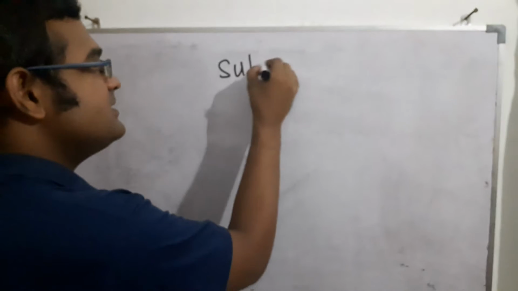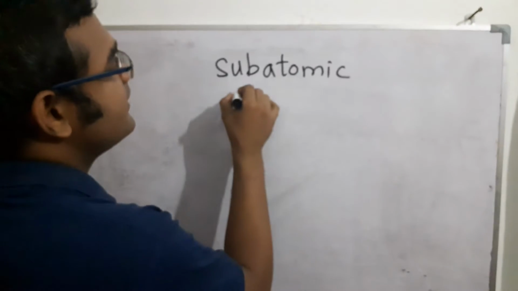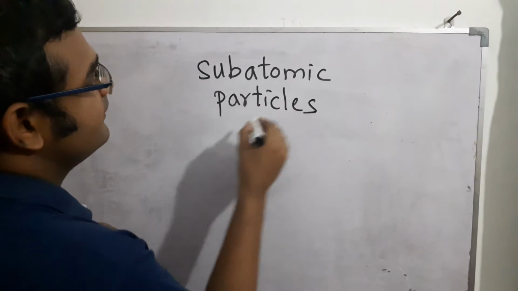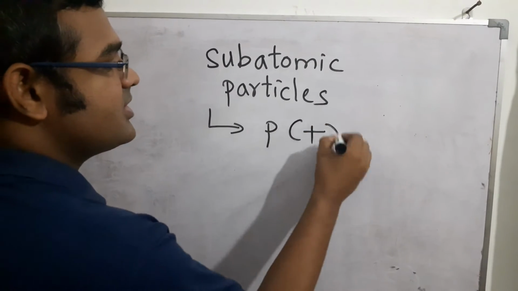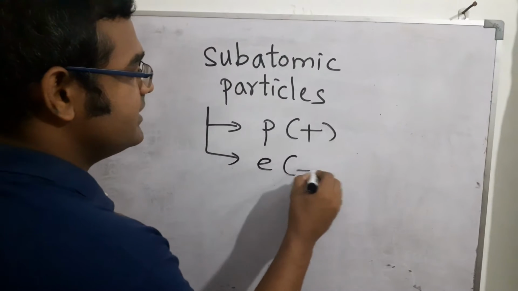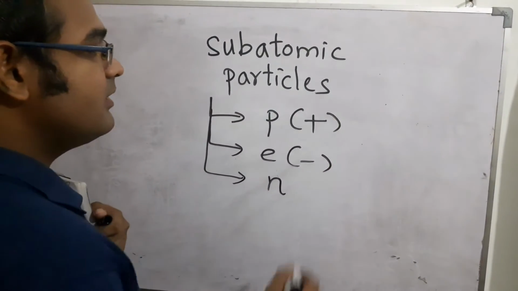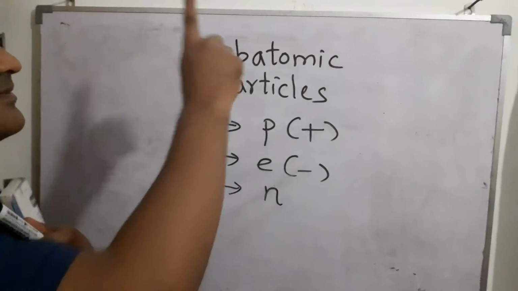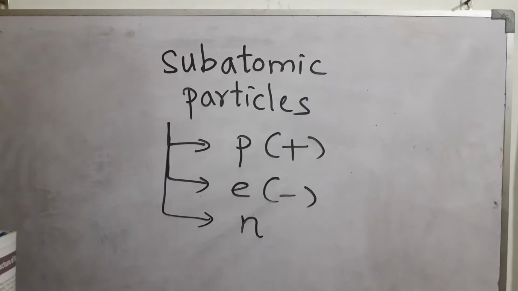Subatomic particles: protons, positively charged particles; electrons, negatively charged particles; neutrons, they are neutral. So atoms are made up of 3 types of subatomic particles.